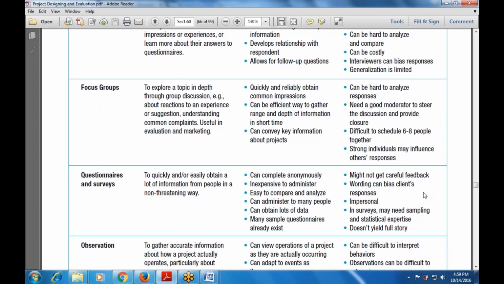Then impersonal. This is not at a personal level, that is impersonal. Everything is in written form, so that is a big disadvantage here. Then surveys may need sampling and statistical expertise, which is used with statistical analysis. Then does not yield the full story, because whatever we have is not yielding the good story, the full story.